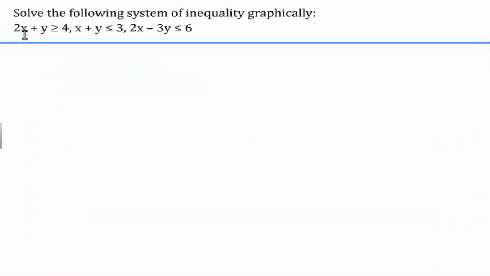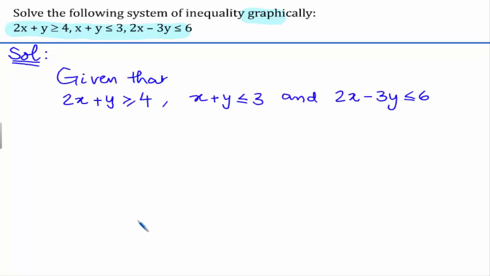In this question, we need to solve the given system of inequality using the graph. Let us see the solution for this. The given inequalities are 2x plus y greater than or equal to 4, x plus y less than or equal to 3, and 2x minus 3y less than or equal to 6.